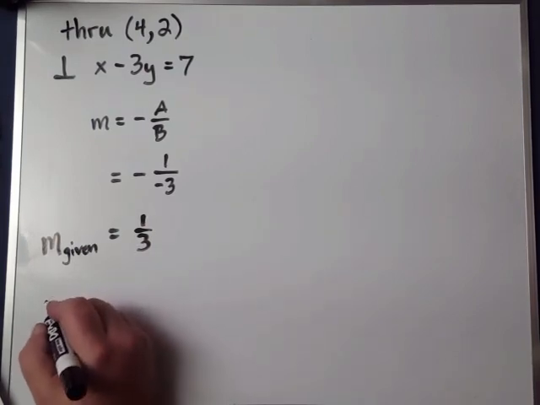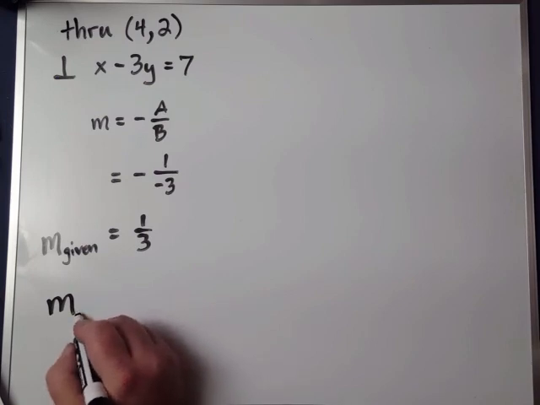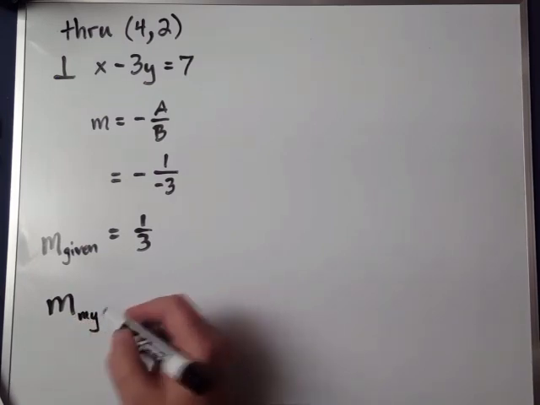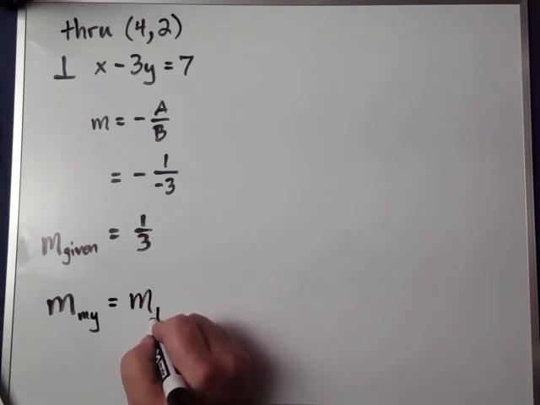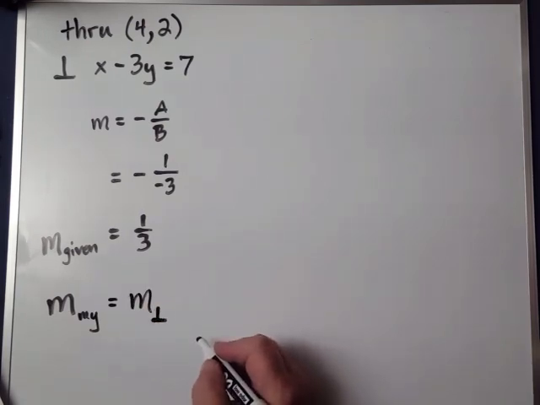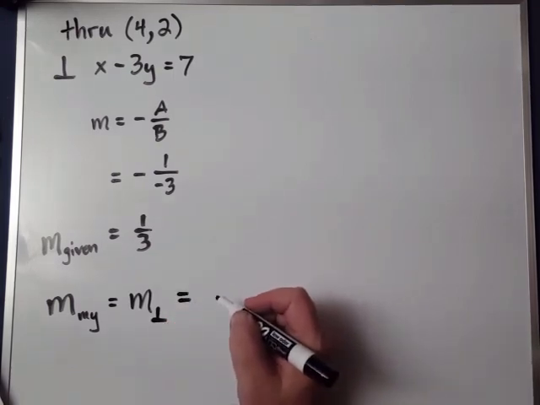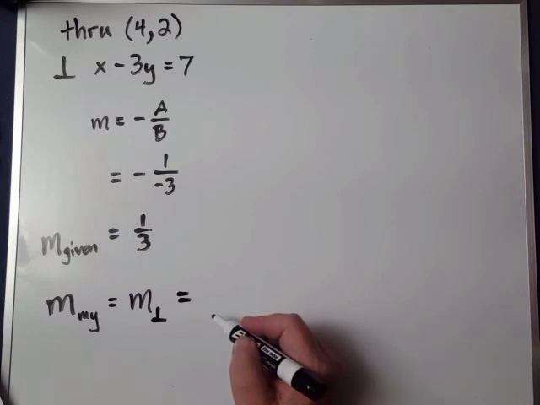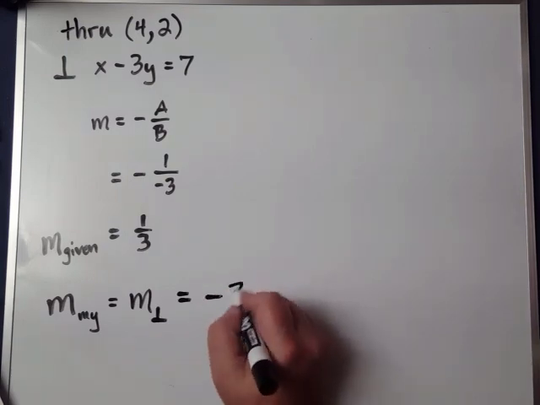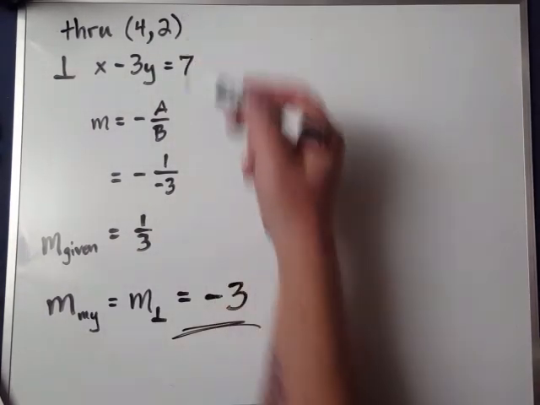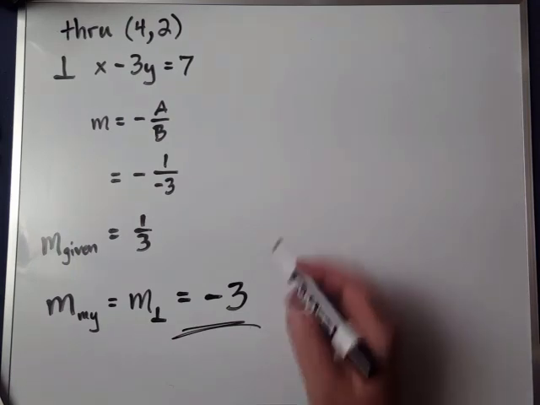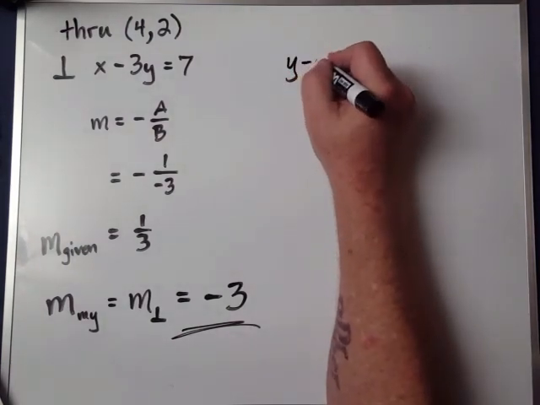I need to figure out what is the slope of my line, the one that I'm trying to find. Well, it's going to be the slope that is perpendicular to the given line. Perpendicular slopes are what? Opposite reciprocals. Change the sign and flip it over. There's my slope, -3. I have a point and I have a slope for my line. I'm ready to plug into point-slope form.